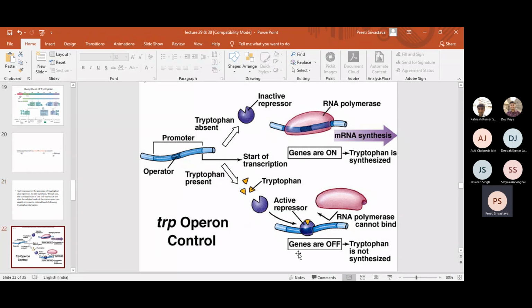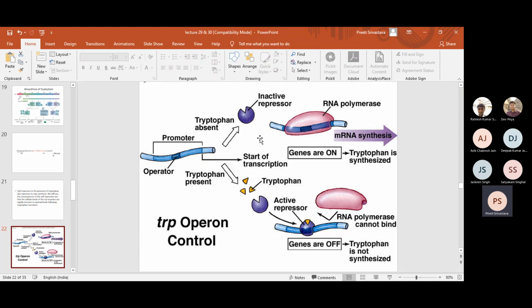So this is the typical diagram showing the trp operon control. If you see the yellow triangles over here, the yellow triangles show tryptophan. Tryptophan can bind to the repressor, which is the trp repressor, and when tryptophan binds to the trp repressor, it makes an active repressor. When it binds to the operator, tryptophan is not synthesized, because it serves as a roadblock.